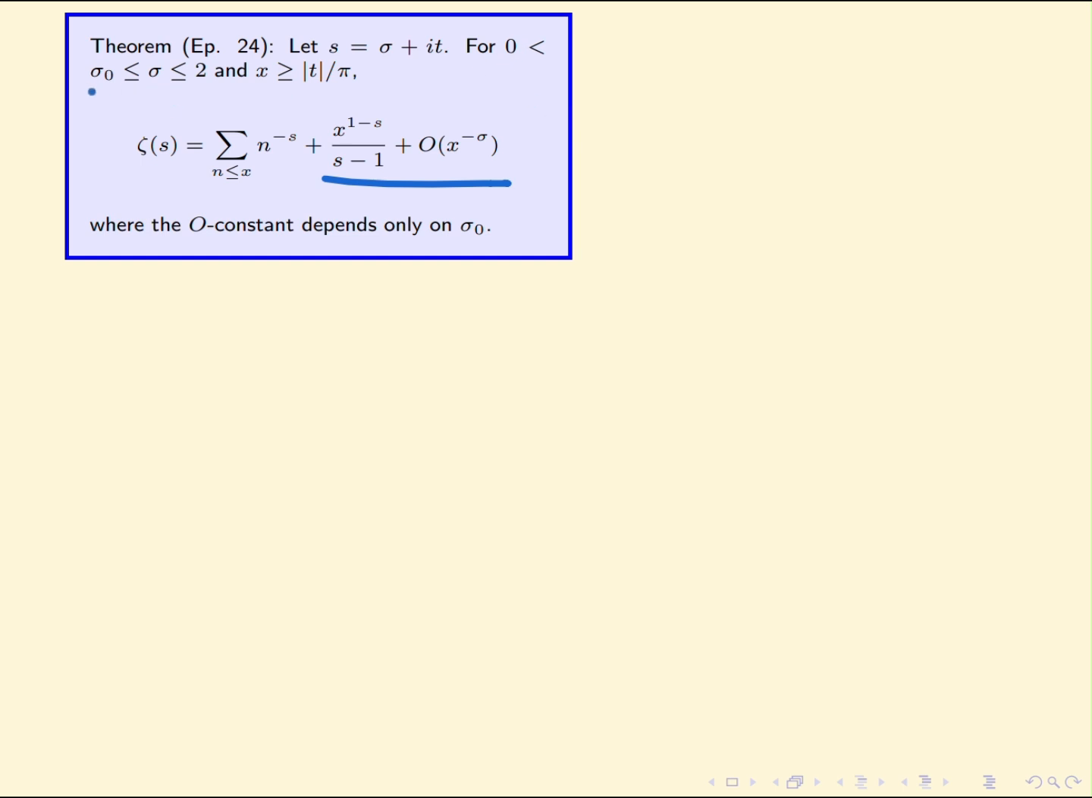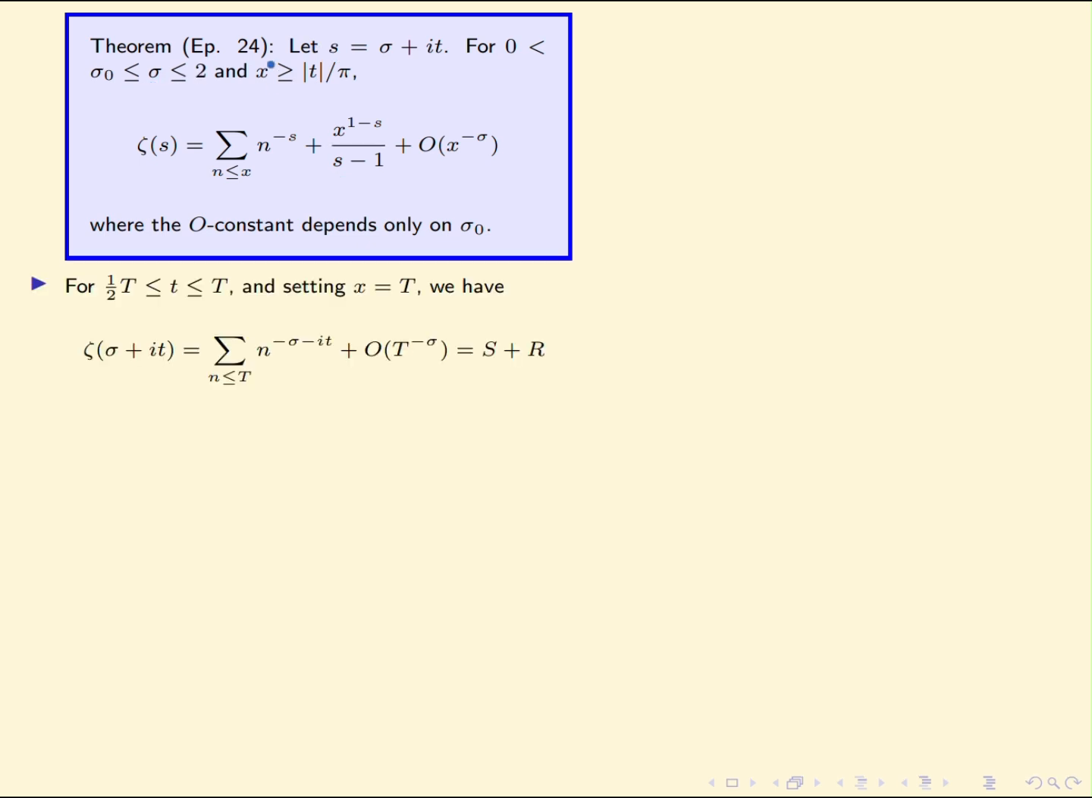And notably, this sigma is allowed to be between a number just above 0 and 2, so we're allowed to go to the left of 1. And I'm going to say that for a value of little t between 1/2 of big T and big T, and I'm going to set x equals t, then zeta of sigma plus it is equal to this finite sum plus some O term, which I'm going to call, once again, s plus r, and we're going to do all the same manipulation on the s plus r as before.